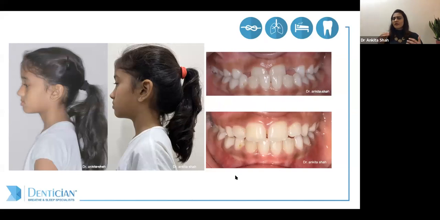Obviously, it needs more intervention with some amount of expansion and alignments, but look at the beauty of epigenetic factors over here. The minute we start correcting the causative factors, how beautifully the jaws have grown forward.